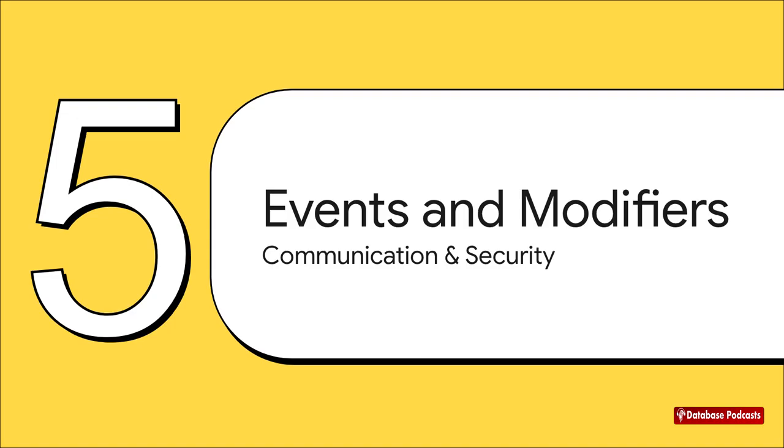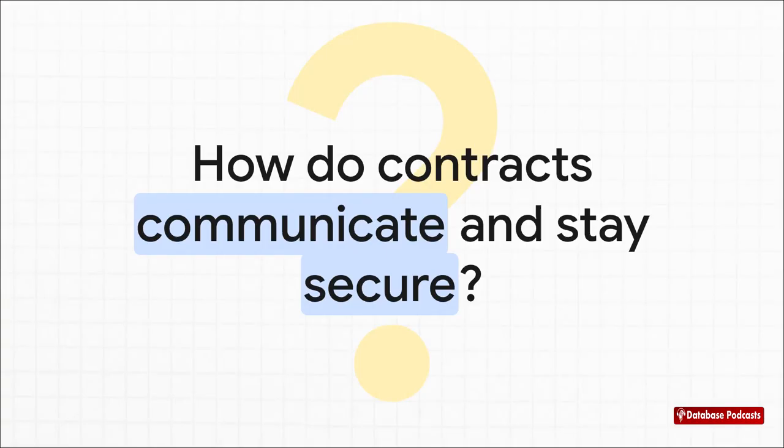Okay, we are almost there. These last two pieces of the puzzle solve two really important problems: communication and security. So this brings up a couple of key questions. First, once a function runs on the blockchain, how does your app or website even know that it worked? And second, how do you stop just anybody from calling a really sensitive function, like one that transfers ownership of the contract? Well, Solidity has some very elegant answers for both.